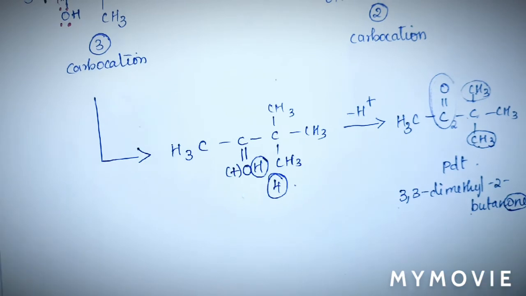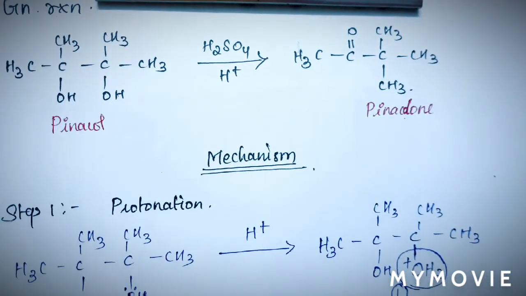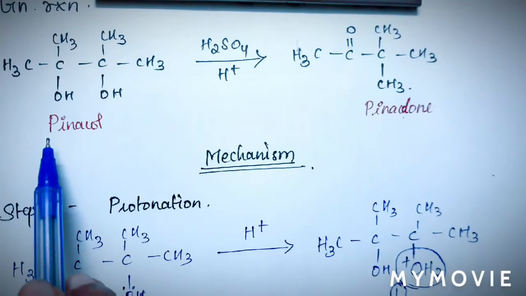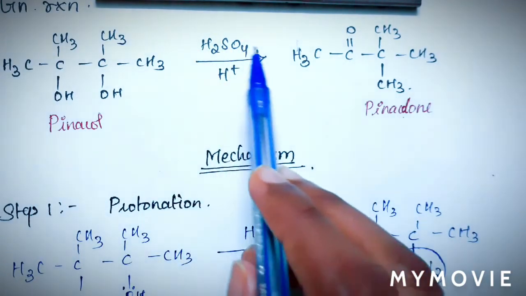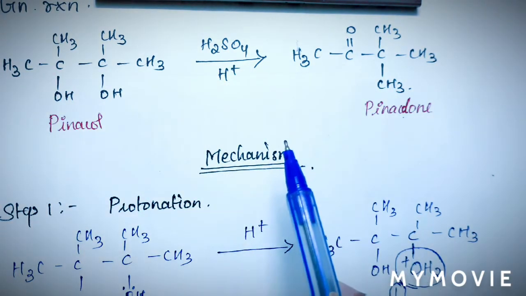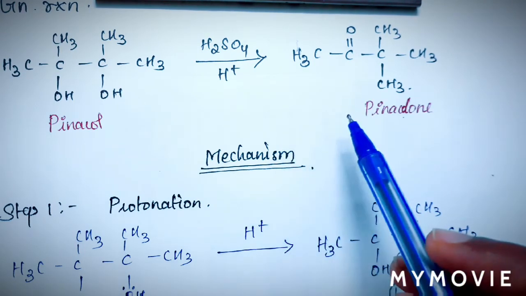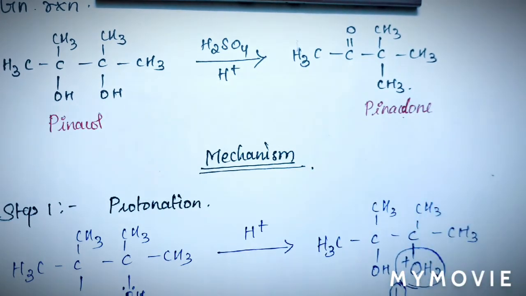I'll show you the main reaction that I already wrote. So this was the first reaction that I wrote. Here we saw that pinacol will give you pinacolone by reacting with sulfuric acid, and we saw how it works. First it is getting protonated, next it's getting dehydrated, and finally it is getting deprotonated to give you 3,3-dimethyl 2-butanone, which is nothing but pinacolone. So this is the Pinacol Pinacolone rearrangement.